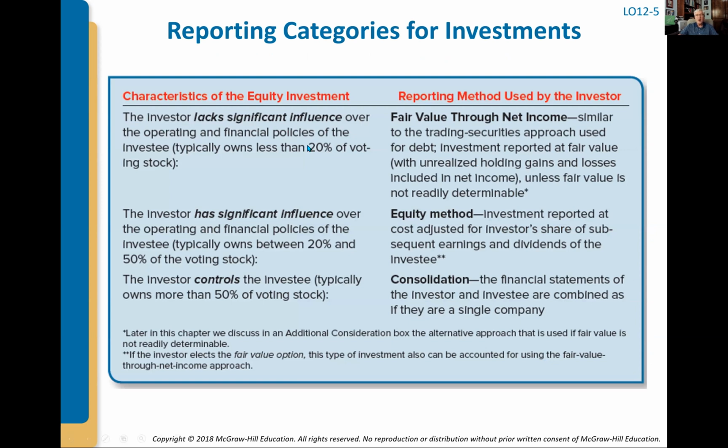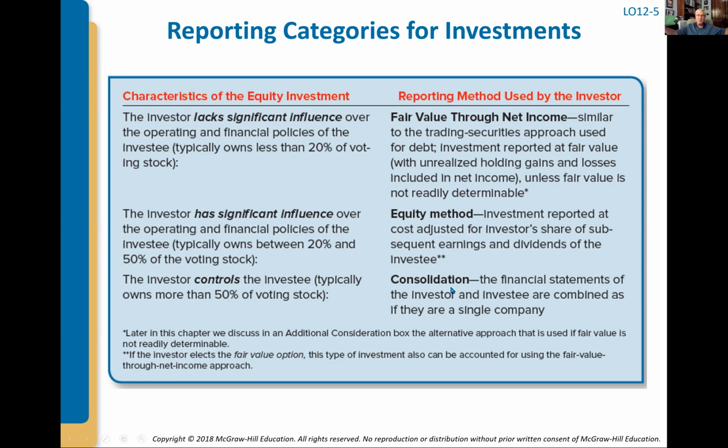Here are the three methods, if you will. I call these cost method investments. Like in debt securities, there are going to be three different levels of ownership, and we'll account for each of them differently. It's all about whether we have significant influence or control. If we have control, we own more than 50%, and we consolidate the financial statements.